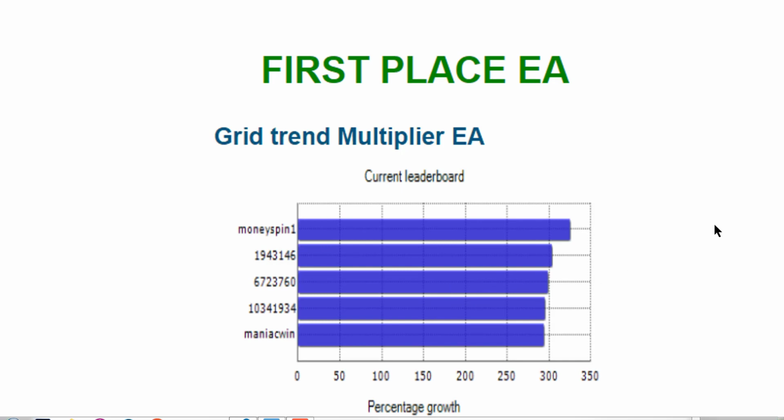But since these results have been published, we've had a flood of new owners of the Grid Trend Multiplier, and I want to short circuit their learning curve immediately by showing them how they can very quickly trade the Grid Trend Multiplier. So let's move on.